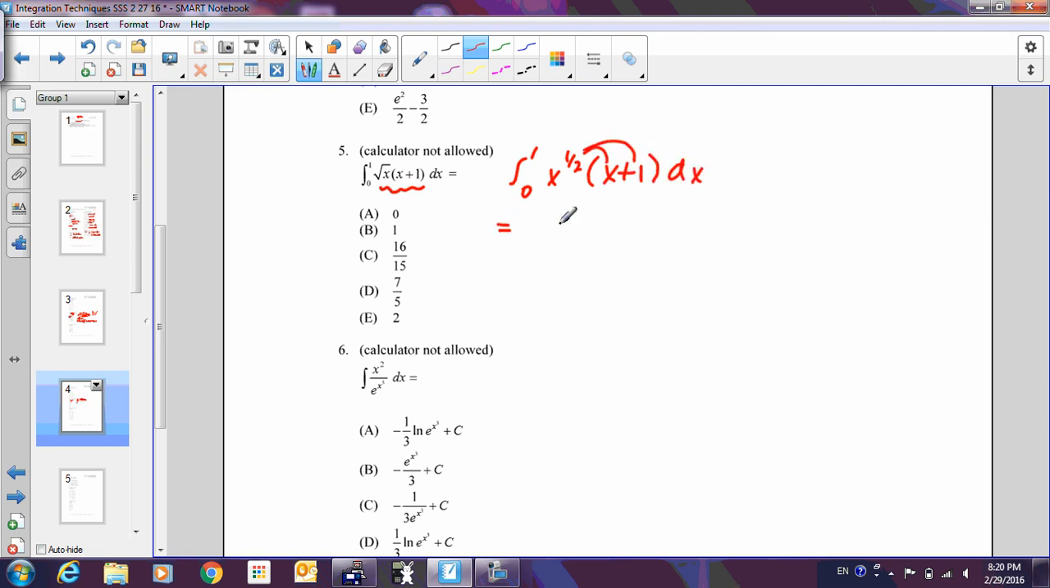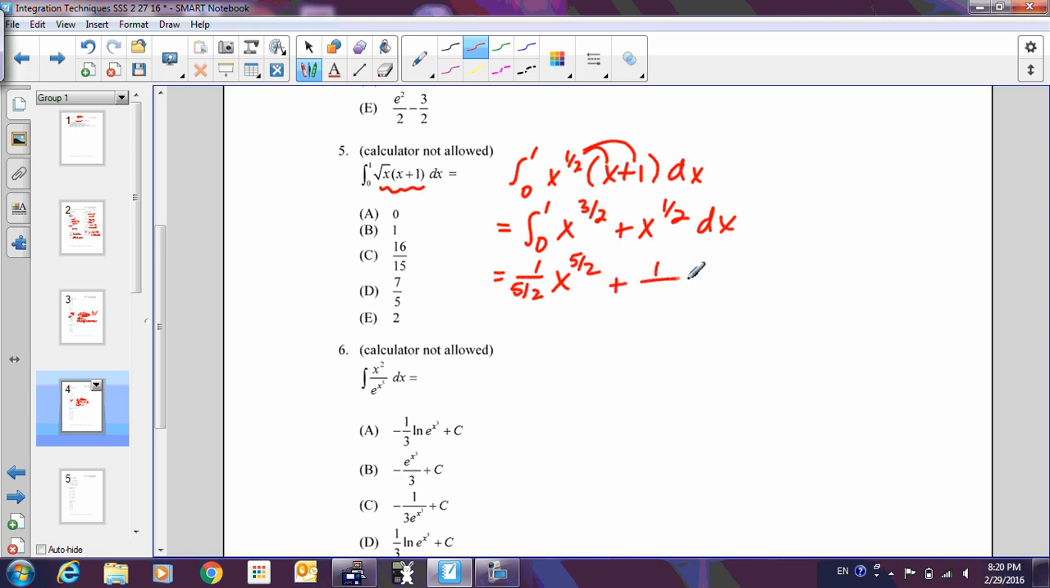I'm going to distribute. It's kind of like the second half of the TOCO problem. So x to the 1/2 times x, I would add the exponents, and that's going to give me x to the 3/2. X to the 1/2 times 1, well, that's just x to the 1/2. And then we integrate. 3/2 plus 1, that's 5/2. That's what we put down right there.